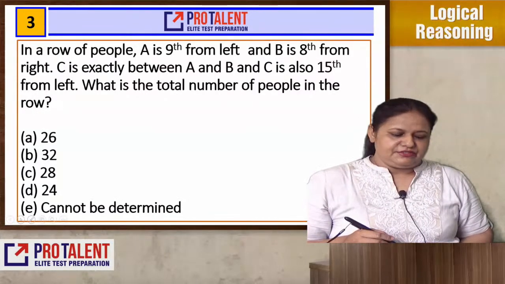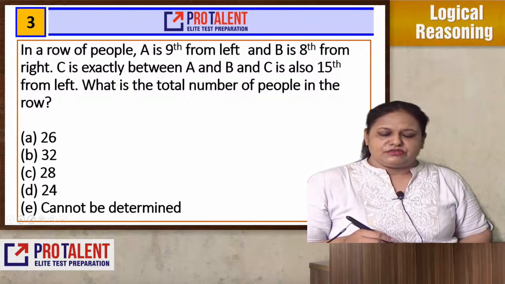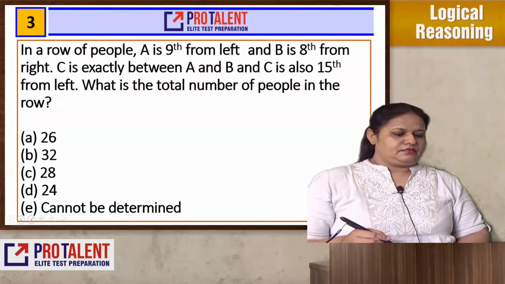In a row, A and B from the right, exactly between A and B, and C is also 15 from the left. So what is the total number of people in the row? Question number 3.